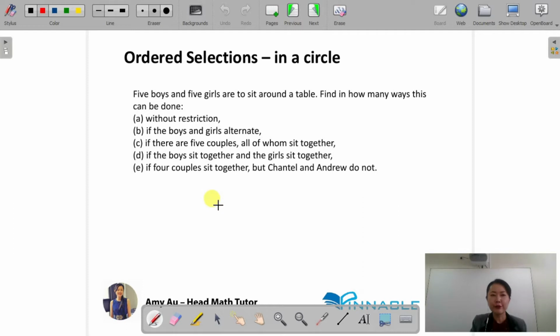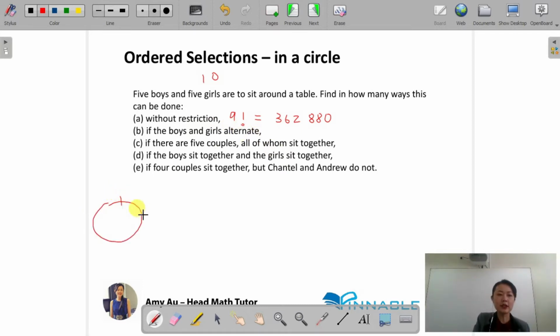5 boys, 5 girls sitting at a round table. How many ways can this be done? So there are 10 people here, right? So 10 people, straight line would have been 10 factorial. So in a circle would be 1 less, so 9 factorial. Boys and girls alternate. Okay.